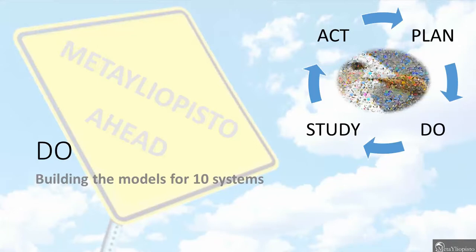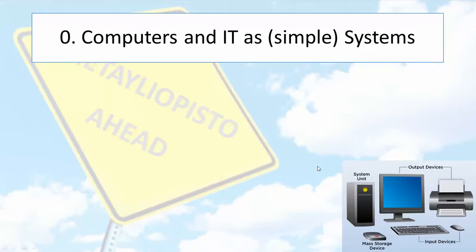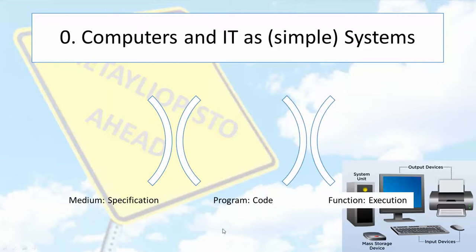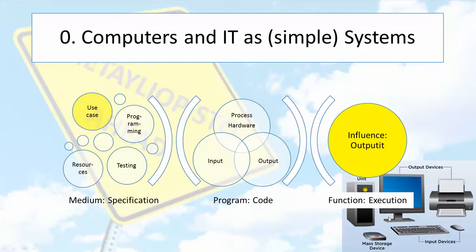Then we will start building a model for each of the 10 systems. First, the computer system, a typical computer. Its logic is such that the medium is specification, how to specify computer applications and implementations. The program is code, and the function is how to execute. There is a little more accurate definition: the hardware, inputs, and outputs.